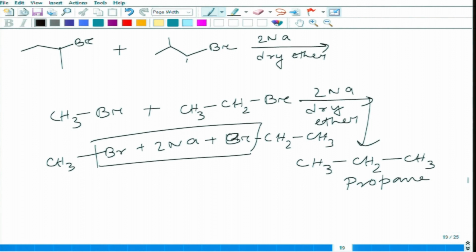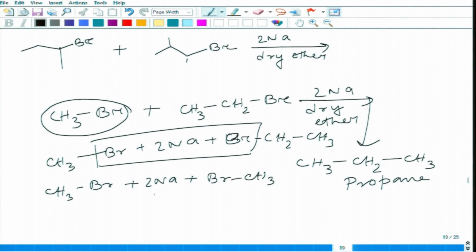Now, whenever we conduct a reaction, we cannot take a single molecule of anything, right. We will take some amount, let us say 100 milligram or 200 milligram, but within that there are multiple molecules of the same compound, right. So, in the system only a single molecule of methyl bromide is not present, there are multiple molecules of methyl bromide. So, if multiple molecules of methyl bromide are present, then they can also react like this and they will form ethane.